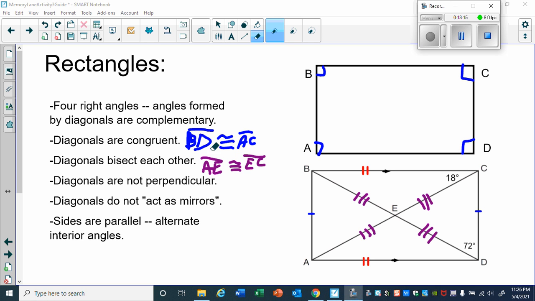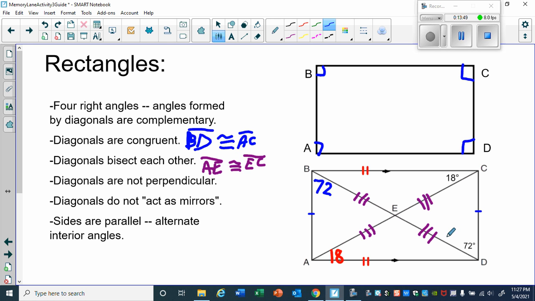I know the rhombus is a different story, but here, for instance, when we do our angle measurements, alternate interiors are congruent. So BCA is 18, therefore DAC will also be 18. Similarly, BDC is 72, therefore DBA will also be 72.